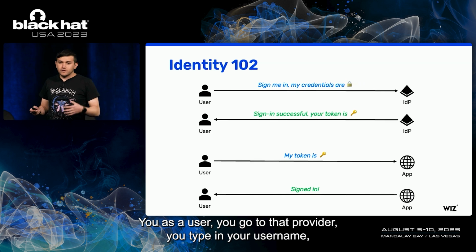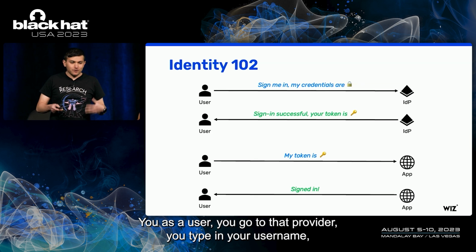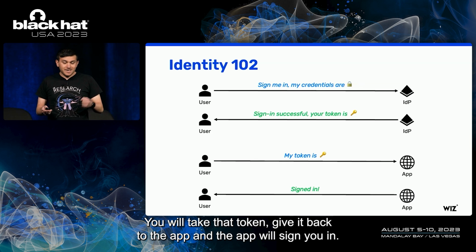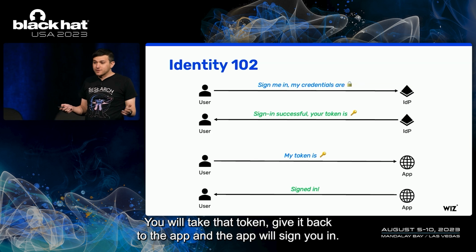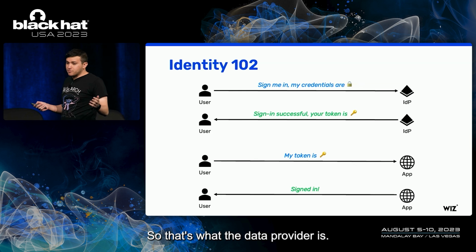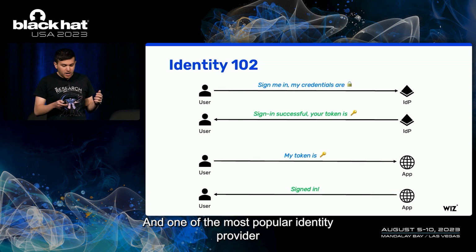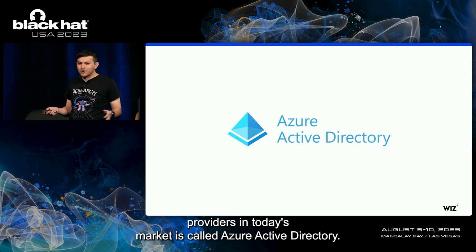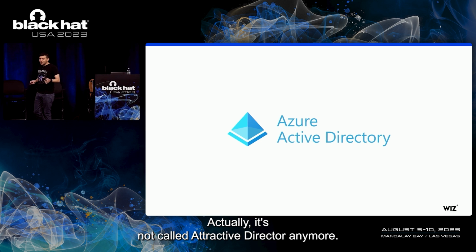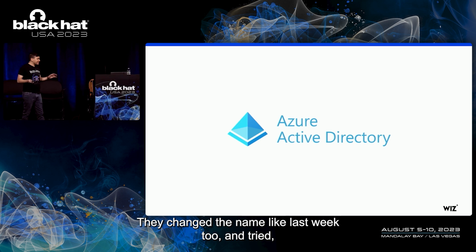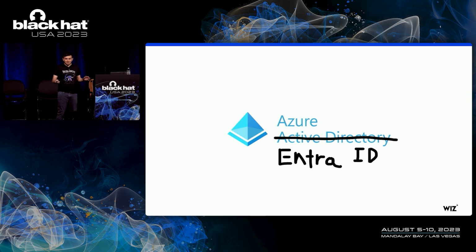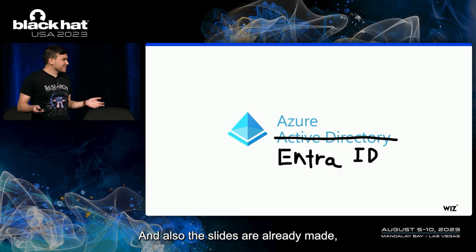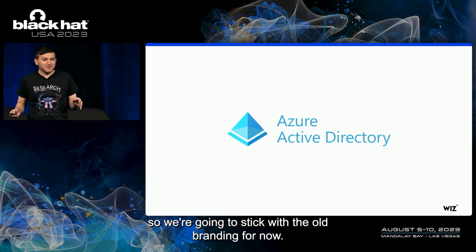You as a user, you go to the identity provider, you type in your username, your password, or whatever. The IDP will give you back a token. You will take that token, give it back to the app, and the app will sign you in. So that's what an identity provider is, and one of the most popular identity providers in today's market is called Azure Active Directory. Actually, it's not called Azure Active Directory anymore. They changed the name like last week to Entra ID, but I couldn't even find the logo for it. That's how new this change is, and also the slides are already made. So we're going to stick with the old branding for now.